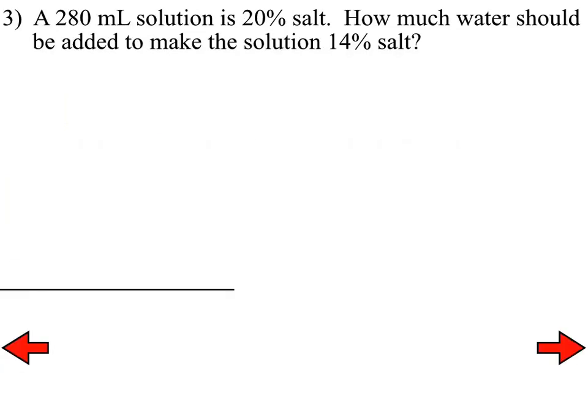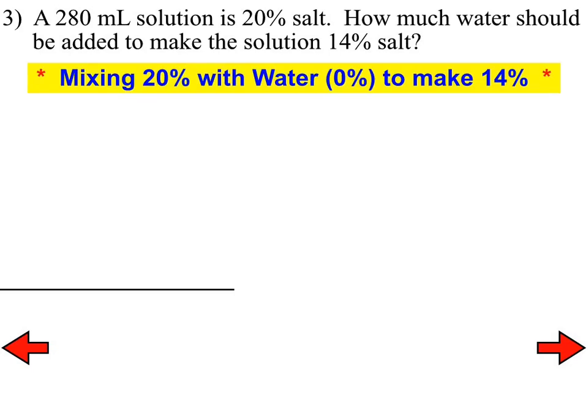Number 3 says a 280 milliliter solution is 20% salt. How much water should be added to make the solution 14% salt? And unless you have seen something like this done before, you probably would not think about what you're doing. But what we are mixing here is we are mixing 20% with 0%, because typically water doesn't have salt, at least water that we drink. And we're mixing 20%, once again, with 0% to make 14%.